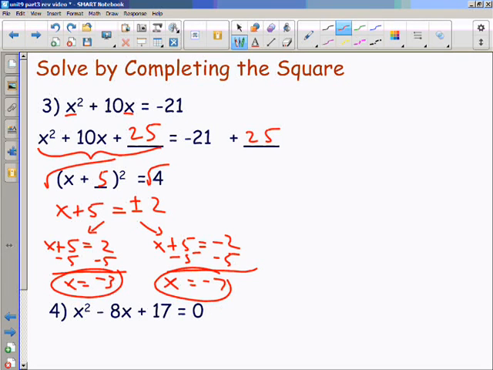If we plug that back into the original equation, we would see that it works. I'll just pick one of them. I'll pick the negative 3. That'll be a 9 minus 30. That's negative 21. Same with negative 7. You can check that. And now let's try another one.